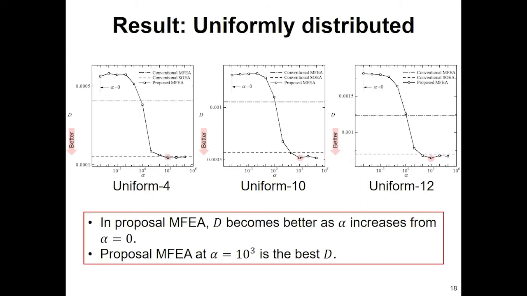This figure shows the results of running the algorithm on uniform distributions. These are graphs of D for uniform 4, uniform 10, and uniform 12, respectively. It can be seen that the proposed method improves D as alpha increases. Also, comparing the proposed method with conventional MFEA and conventional SOEA, we can see that the proposed method gives the best results when alpha is 1000.